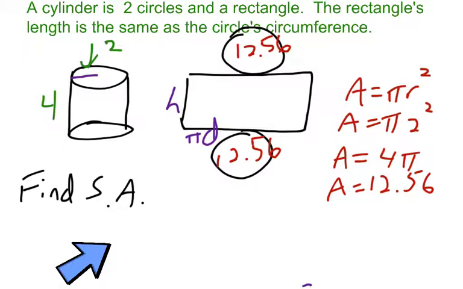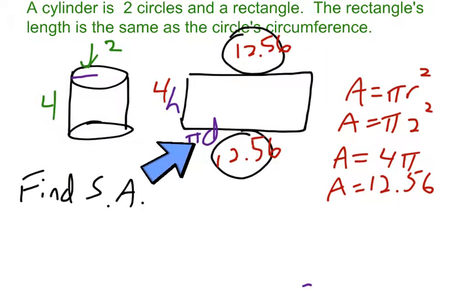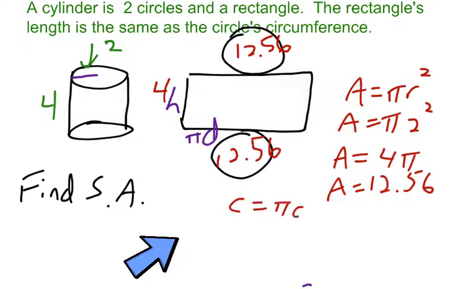Alright, now all I have to do is find the area of the rectangle. Well, I know my height is 4, so I'm going to plug that in over here, because that's the same as the height of the cylinder. But I don't know what the base of the rectangle is yet, but I do know it's the same as the circumference. So I'm going to do pi times diameter, cherry pie, delicious. And my diameter is 4. So I'm going to do C equals pi d, and do pi times 4. And then 4 pi is the same thing as what we just found earlier. It's 12.56.